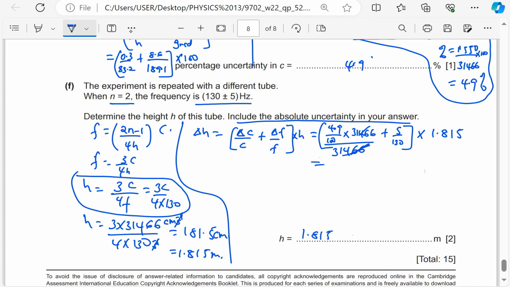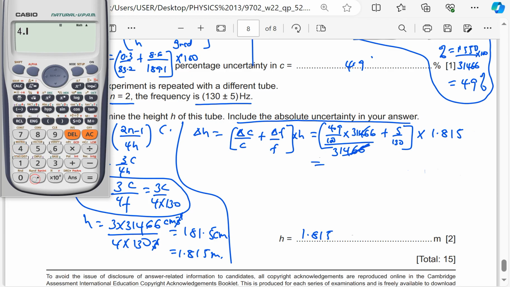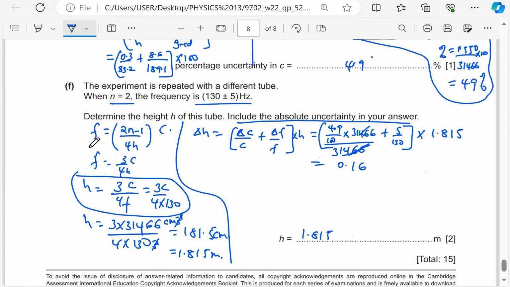Okay, let me check this again. So it is going to be 4.9 divided by 100 to change from percentage to fractional. Then plus 5 divided by 130. Then I multiply this by 1.815. So this is 0.16. So this will be plus or minus 0.16.